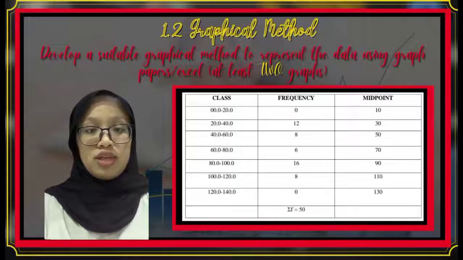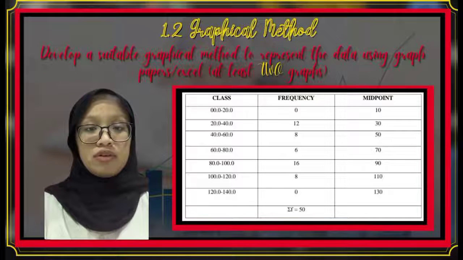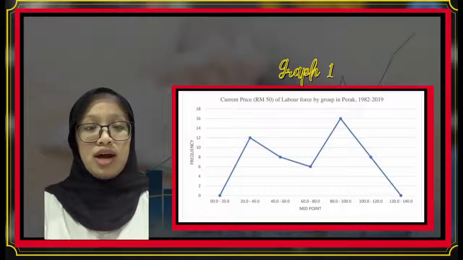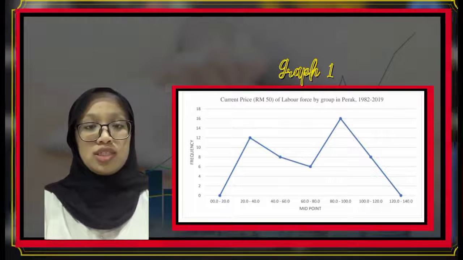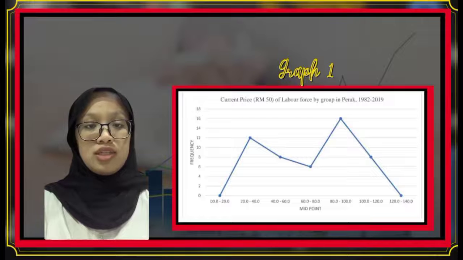So we will continue with the graphical method part. We construct a table which has class, midpoint, and frequency. There will be 6 classes for each category. We can have a look. Based on graph 1, we can conclude the highest frequency is 16 with the 90 midpoint, while the lowest frequency is 6 with a 70 midpoint.